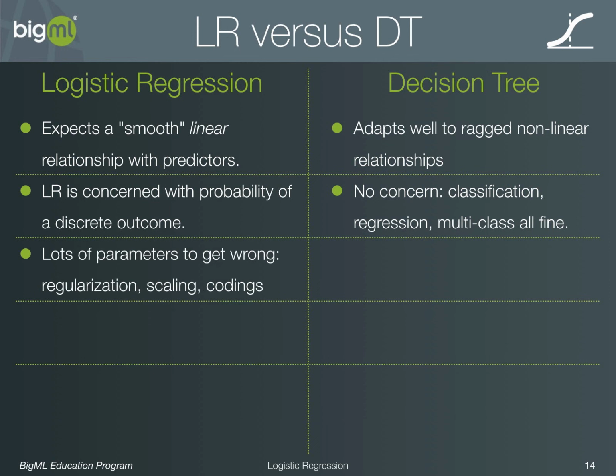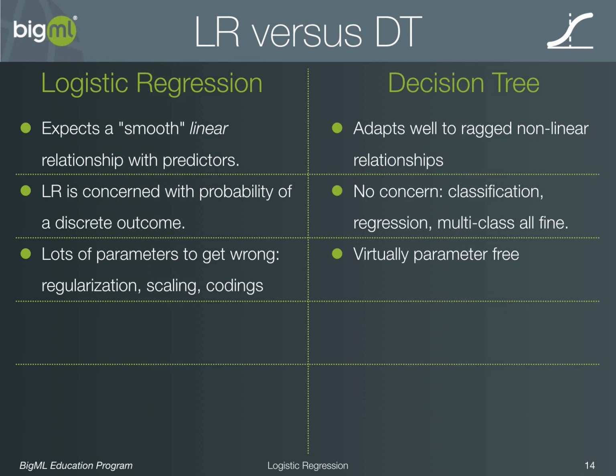With logistic regression, we have lots more parameters that we can get wrong, right? We have regularization, we have the scaling, we have the field codings. And what we see with decision tree models is that they are essentially parameter free. Although it is true that with ensemble techniques, we start having more parameters, such as the number of trees or the random candidates. It is true that with logistic regression, there are quite a few more things to configure.